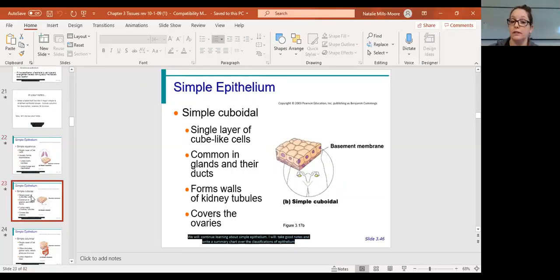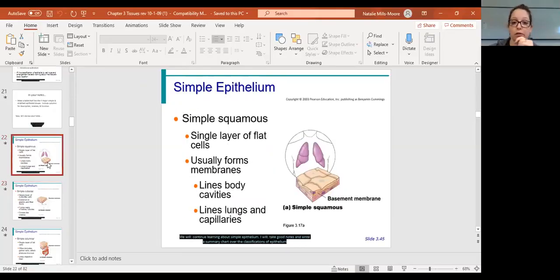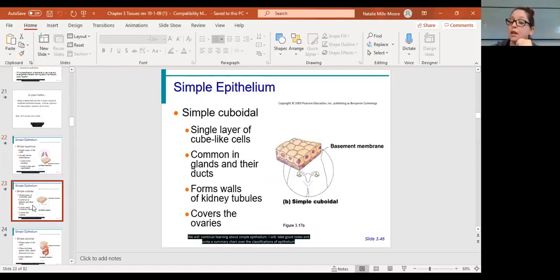Then you have simple cuboidal. Now I want you to look. You see how flat these cells are. The slightly pinker area is not even the cells, it's the basement membrane. So we're only looking at this top layer of tan flat cells. Look at how flat those are. Now look at the cube shape of a simple cuboidal cell. Big takeaway is that it's one layer of cube-shaped cells.